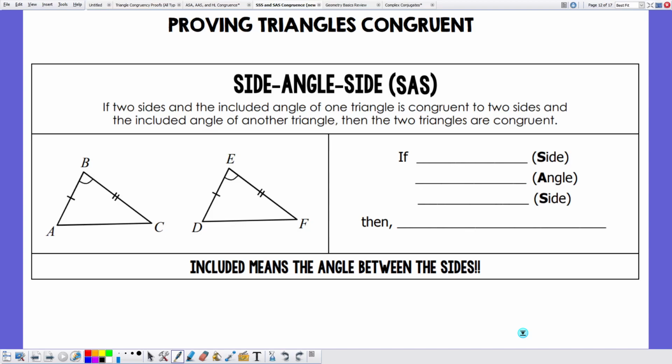Hello everyone. So, our next way to show congruent triangles is the side angle side proof. The way this works is we have to show that one pair of congruent sides are equal, so AB would be congruent with ED.